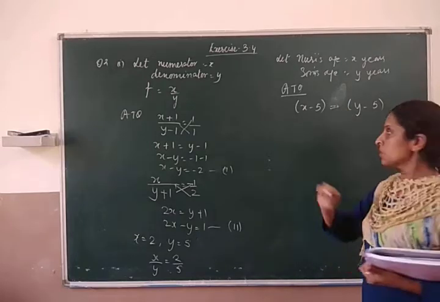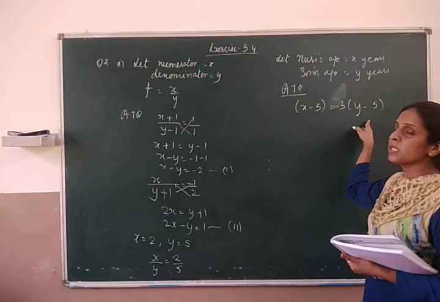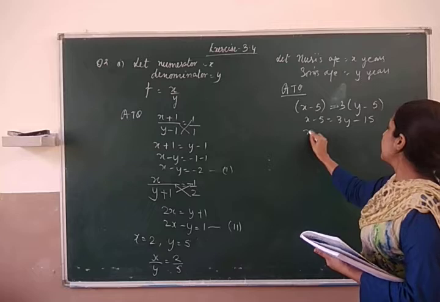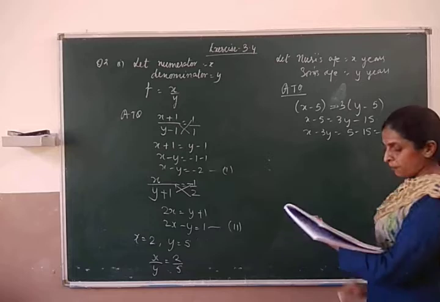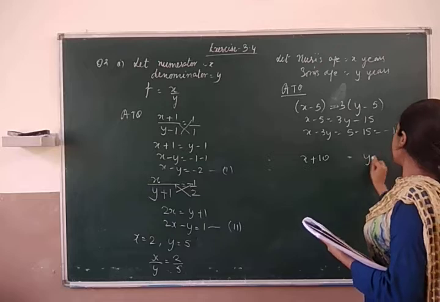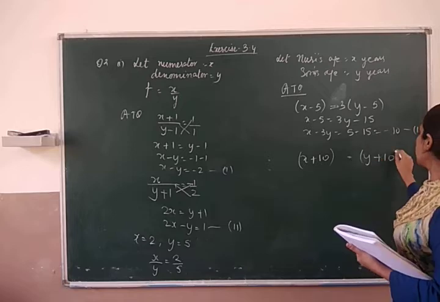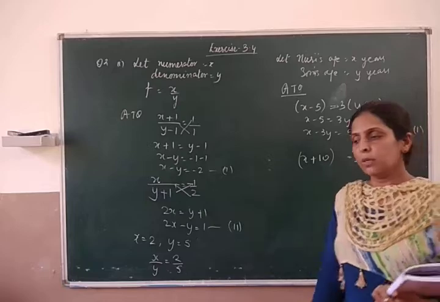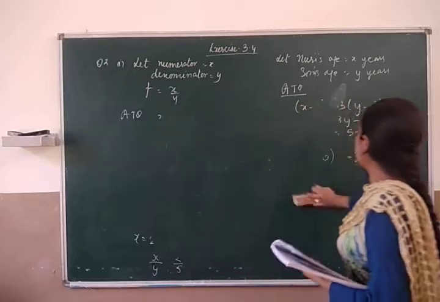5 years ago Noori was 3 times. So I have told you earlier also, Noori 3 times means you are going to multiply Sonu's age with 3 because we are going to make both the sides equal. x minus 5 equal to 3y minus 15. Then x minus 3y will become 5 minus 15, that is minus 10. This is first equation. Second equation, 10 years later, x plus 10 and y plus 10. Noori will be twice. Again, Noori's age is twice. So we are going to multiply the other's age with 2 and then going to solve both of these equations by elimination method to get the age of Noori and Sonu.